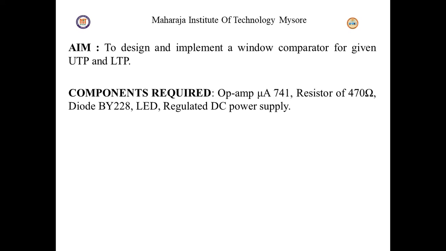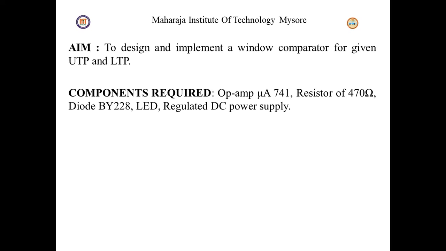The components required are op-amp 741, a resistor of 470 ohms, a diode having the specification BY228, one LED, and a regulated DC power supply. So here we are going to design a window comparator. Why do we require this window comparator? What actually is a window comparator?